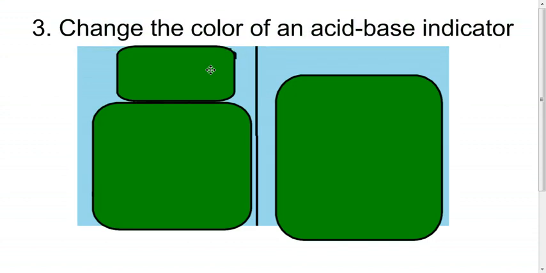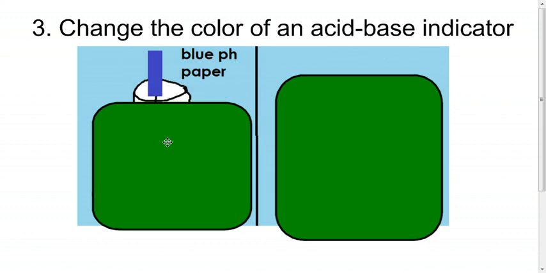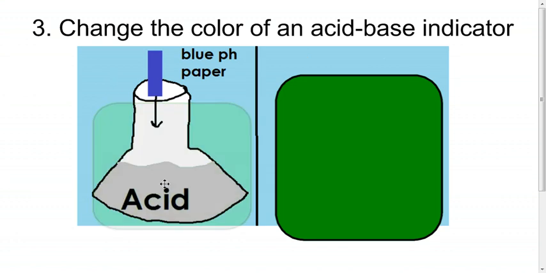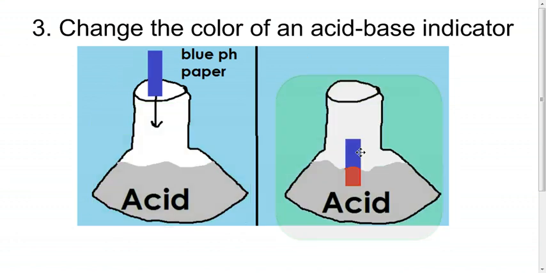Acids tend to change the color of an acid-base indicator. The most common one that people have used is pH paper. If I take blue pH paper and I put it in an acid, it's going to change that blue pH paper to red, indicating its acidic state.